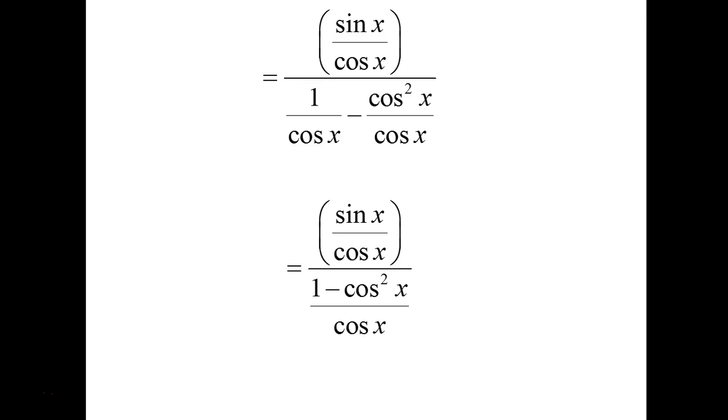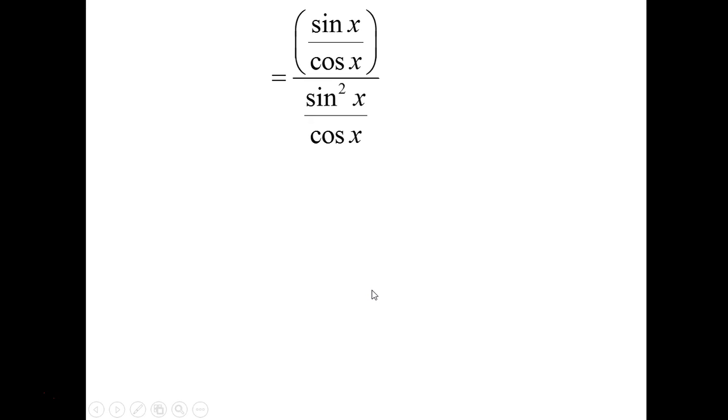Now, where does this lead us? Well, 1 minus cosine squared, a 1 and a squared term, a lot of times leads you towards a Pythagorean identity, and 1 minus cosine squared, which I have right here, is the Pythagorean identity for sine squared.